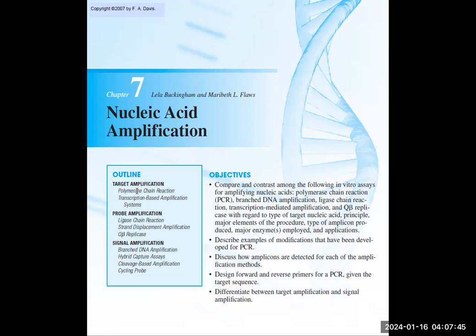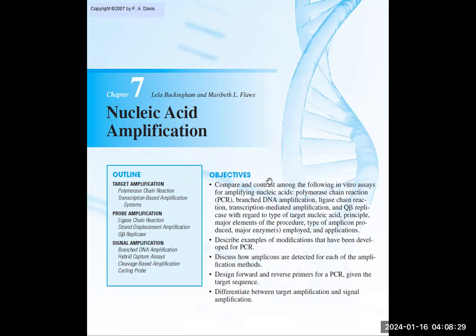For our outline, amplification, or having the copies in exponential increase, we can do that through target amplification, probe, and signal amplification. Under target amplification, we have PCR, and we also have transcription-based amplification systems. Under probe amplification, we have ligase chain reaction and strand displacement amplification. For signal amplification, we can utilize branched DNA amplification, hybrid capture assays, cleavage-based amplification, and cycling probe. So for our objectives, we have the following.